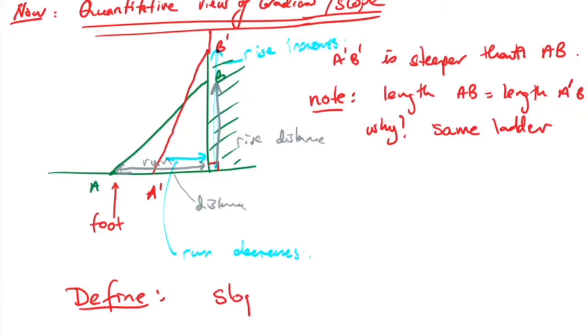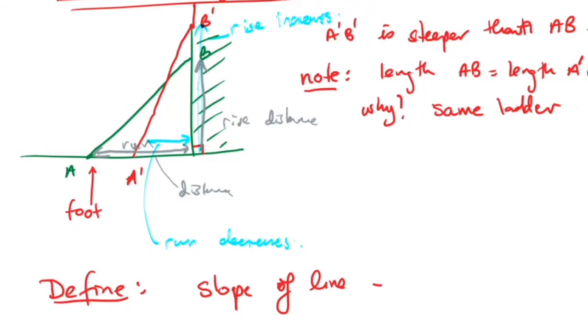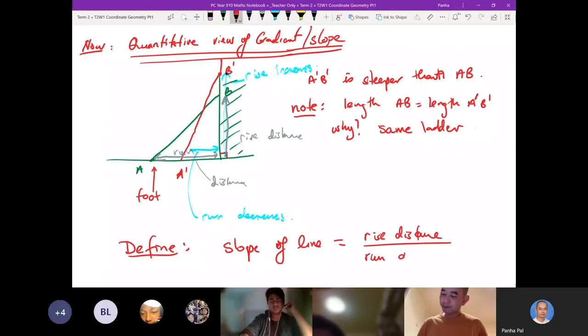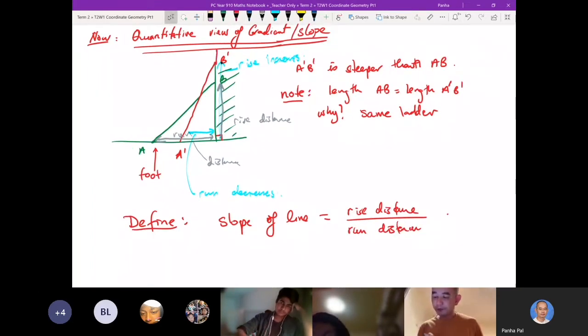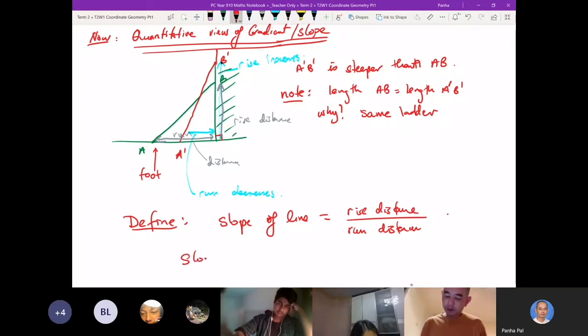The slope of a line will be the rise distance divided by the run distance. I'm going to define that. Why do you think I defined that? So let's look at the slope of, so I'm going to use that now.